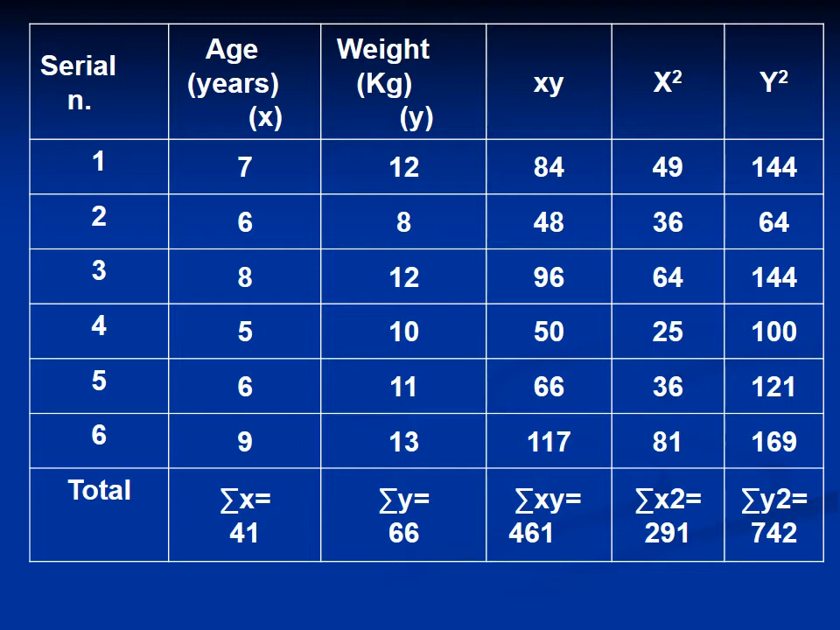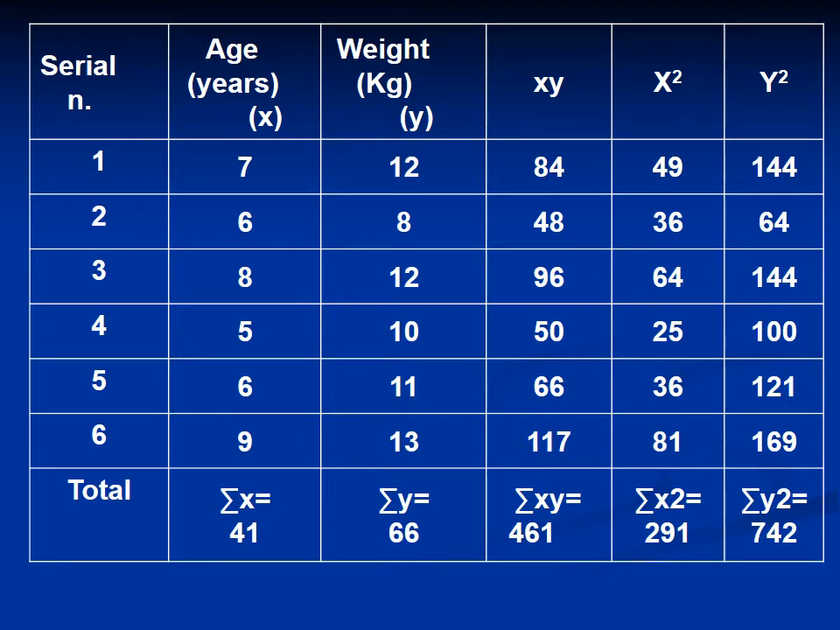And those, we are interested in the totals or the summations of these variables. So as you're seeing here, the sum of x is 41, the sum of y is 66, the sum of the product of x and y is 461, the sum of x squared is 291, and the sum of y squared is 742.